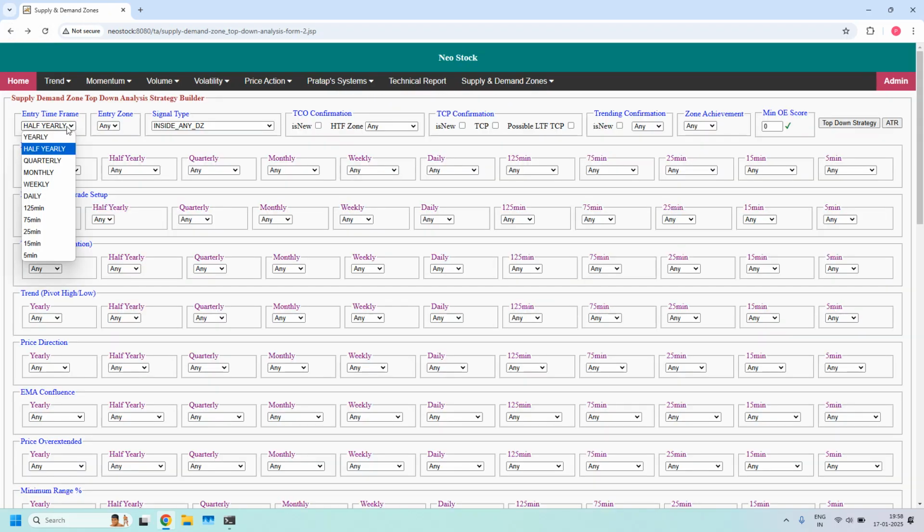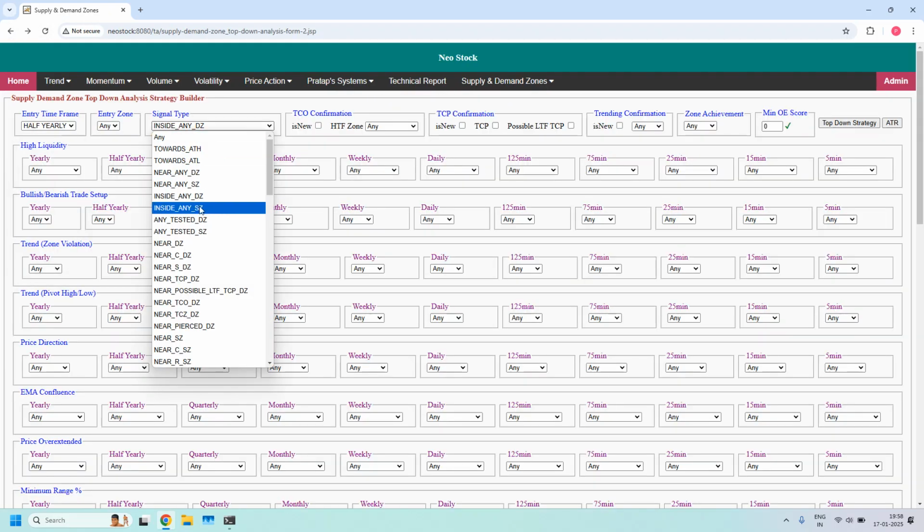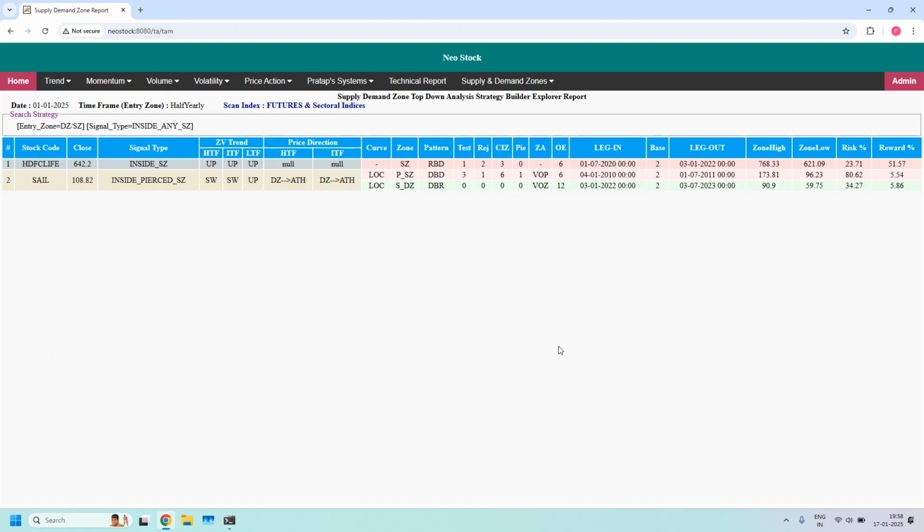Next half yearly time frame. Price closed inside the half yearly supply zone. We got 2 stocks. HDFC Life is an all-time low stock. It is having an all-time low supply zone. It doesn't have any demand zones.